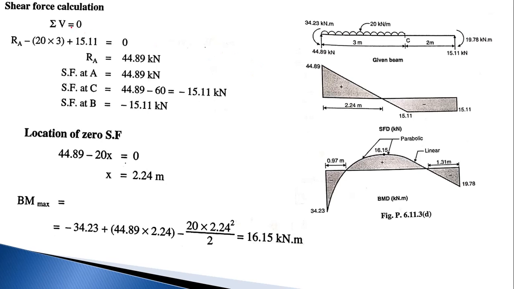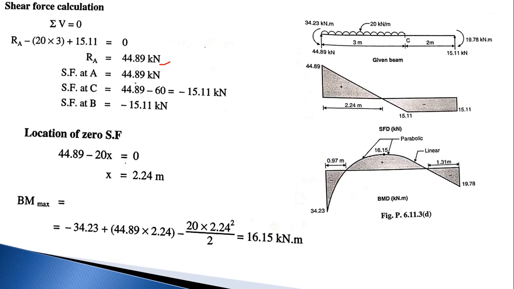Okay, then the next shear force calculation. Summation of V is equal to 0. RA minus the total forces in the vertical direction, that is 3: 2 reactions and 1 UDL. That is RA minus 20 into 3 plus 15.11 is equal to 0. So RA becomes 44.89 kilonewton.